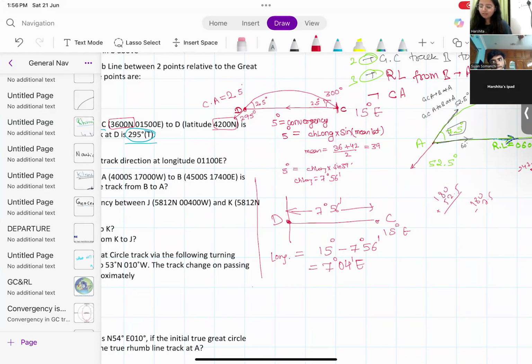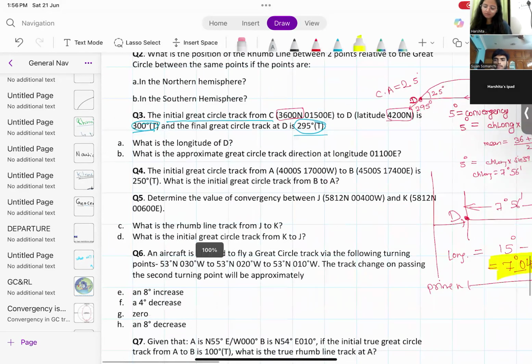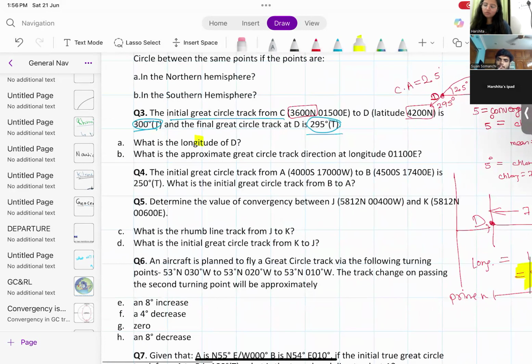Here is our prime meridian. The point D was at 7 degrees 4 minutes. The point C is at 15 degrees east. So the change in longitude came out to be 7 degrees 56 minutes. So we got the longitude of point D. Did we get it? Yes. So we got the longitude of point D as 7 degrees and 4 minutes east.